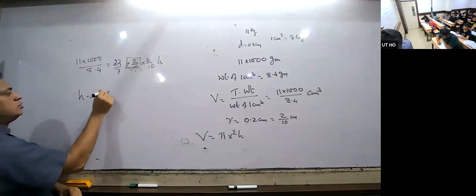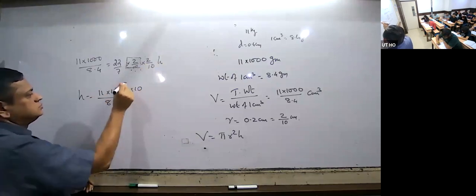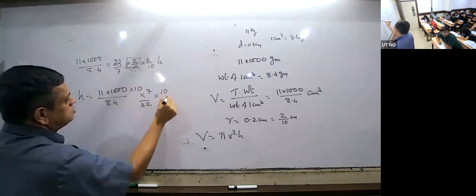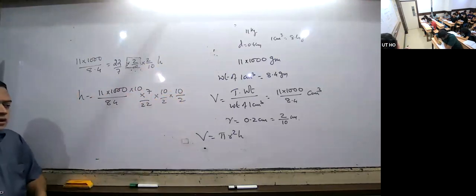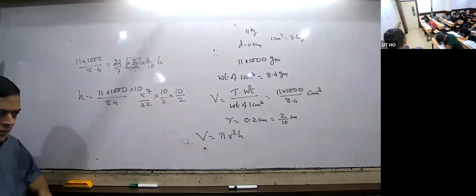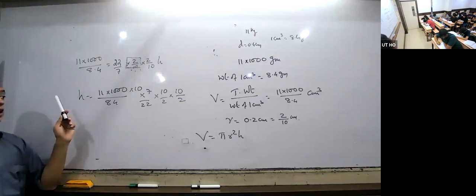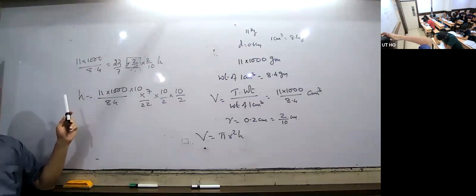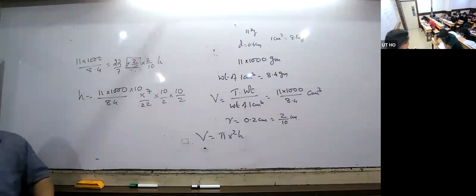h is equal to 11 into 1000 divided by 84, means one more 10 will come, into 7 upon 22, into 10 by 2 into 10 by 2. Reciprocals will go to the other side. Check the steps and do it properly. If you have not followed how cross multiplication is done, tell me. Now cancel and get the answer. Don't multiply, cancel. This unit is centimeter, no need to make it to decimal. I'll tell you at which point you have to make it to decimal.